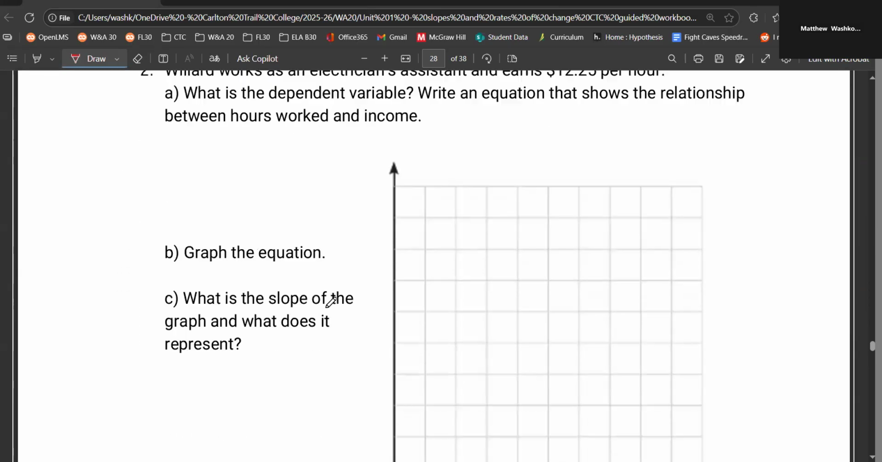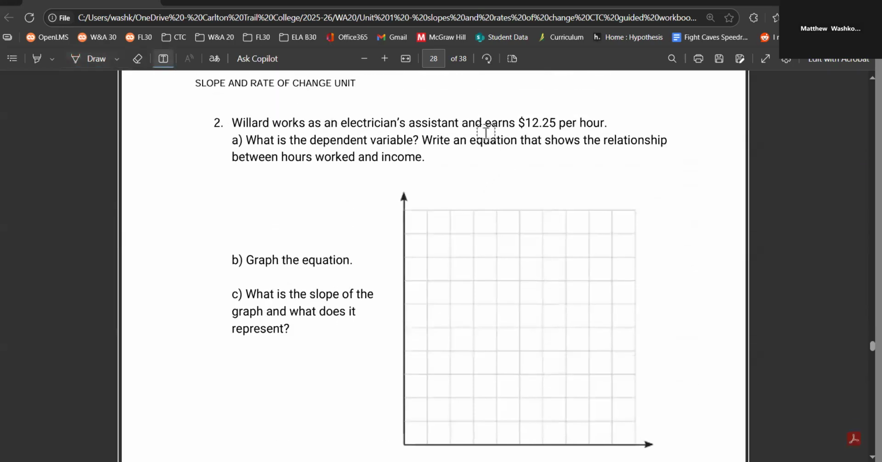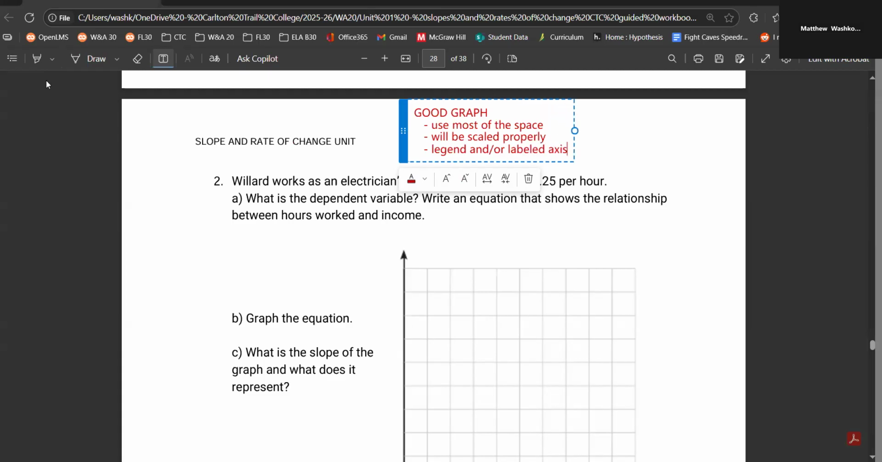So now we're going to graph an equation. So before anything else, don't read the question. Let's go over what makes a good graph. A good graph will use most of the space, will be scaled properly. I'll talk about that in a second. And will have a legend and or labeled axes. Okay, so we will show you how to make a good graph here.